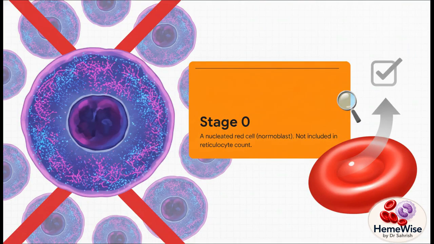But hey, before we actually begin counting these stages, we really need to define what not to count. We have stage 0, which is the late orthochromatic normoblast. Now, this is a nucleated red blood cell that also exhibits extremely strong reticular staining. But because it still has its nucleus, it is strictly excluded from our final reticulocyte tally. We are only interested in the non-nucleated stages for sure.